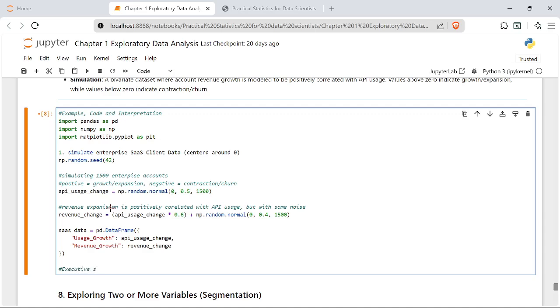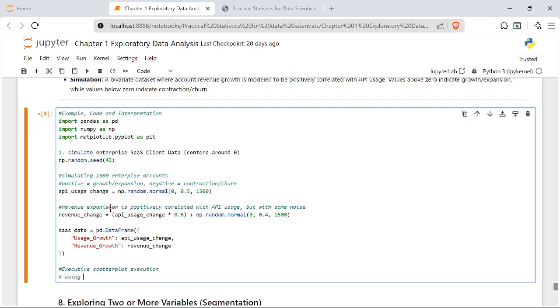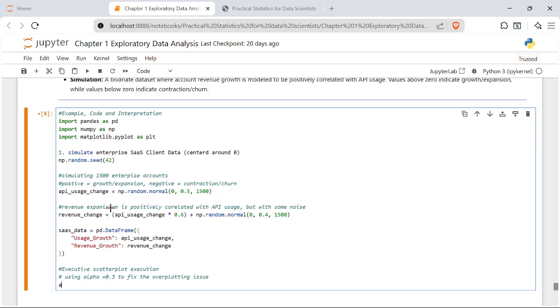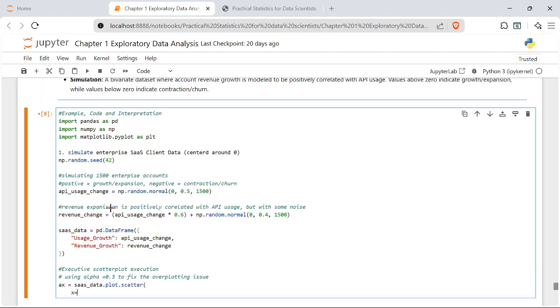Execute the scatterplot, using alpha equals 0.3 to fix the overplotting issue. ax equals SaaS_data.plot.scatter, x equals usage growth, y equals revenue growth.